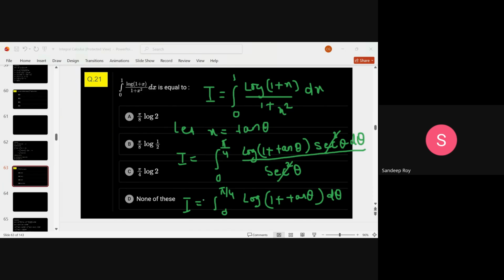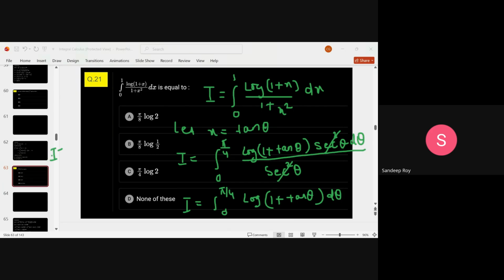Which property? This is called which rule? Integral from 0 to a of f of x dx. So this x can be replaced as what? Upper limit plus lower limit minus the variable, right? So this is the King's property, right? So you apply this, theta as pi by 4 minus theta, because pi by 4 plus 0 minus theta is also pi by 4 minus theta, right? So apply this property.